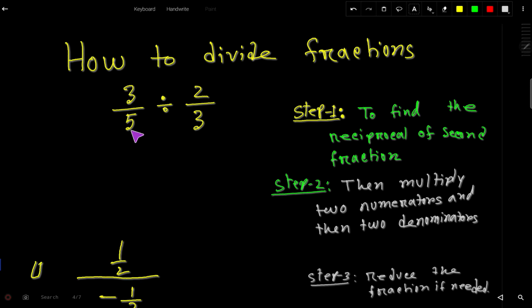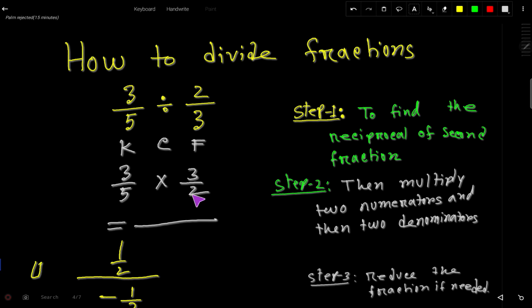The rule is like this. To divide fractions: keep, change, flip. Look, keep means 3/5, then change. Division means multiplication by the reciprocal. So the reciprocal is 3/2. You just have to swap the numerator and denominator. Keep, change, flip. Now we have to multiply top to top and bottom to bottom. Step 2, right? 3 times 3, then 5 times 2.